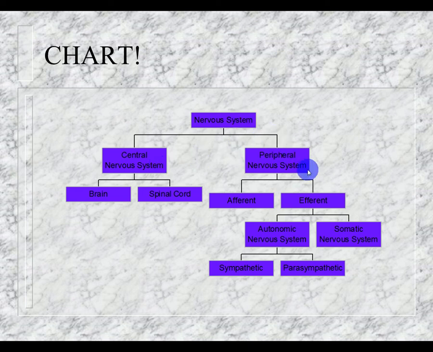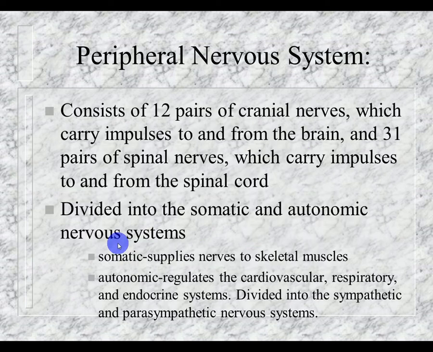The peripheral nervous system is broken down into the afferent and the efferent. The efferent is further broken down into the autonomic and somatic, and the autonomic is further broken down into sympathetic and parasympathetic. As far as the peripheral nervous system, that's where our cranial nerves are located. 31 pairs of those carry impulses to and from the spinal cord. And again, it's further divided into the somatic and autonomic. Now, the somatic supplies nerves to our skeletal muscles, and the autonomic regulates our day-to-day things like our cardiovascular, respiratory, and endocrine systems. Then that is further broken down into the sympathetic and the parasympathetic.